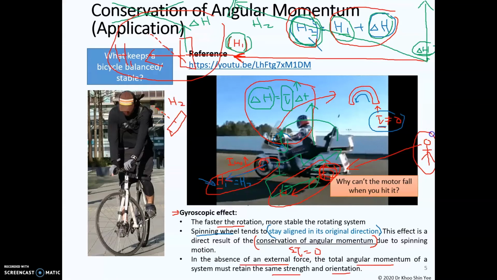So what you actually see here is that the wheel will rotate from vertical to this direction and it falls down. Initially the wheel is in the vertical direction, where this is your H1. After we apply the torque, delta H, it will go to this direction where it falls down.